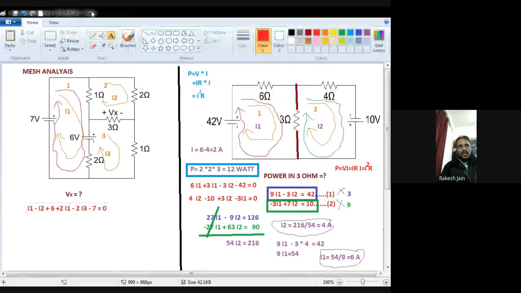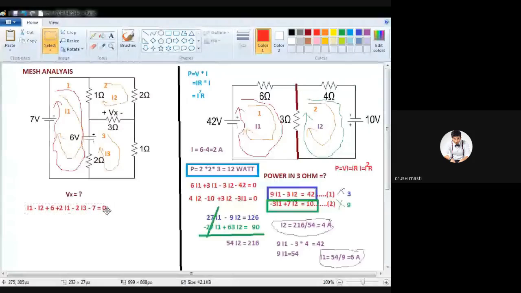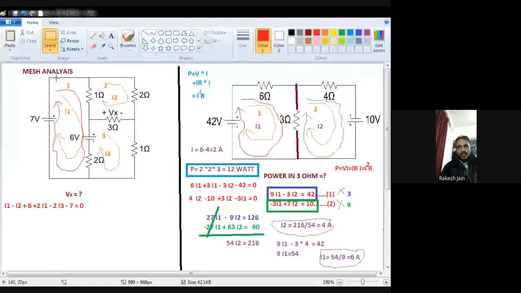Okay, can you understand this? Can you understand this? Yes sir. Tell me, can you understand this? Yes sir. Yes. Ashish? Yes.